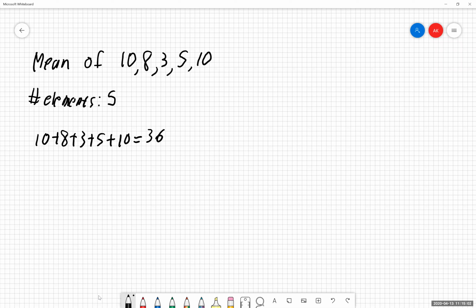Our second step was to divide that sum by the amount of numbers in the set, essentially the number of elements that we just found right here. So I'm taking that 36 and dividing it by the number of elements. 36 divided by 5, you can use your calculator to help out with that, and we're going to get 7.2 as our final answer. So what is the mean of 10, 8, 3, 5, and 10? It's going to be 7.2.